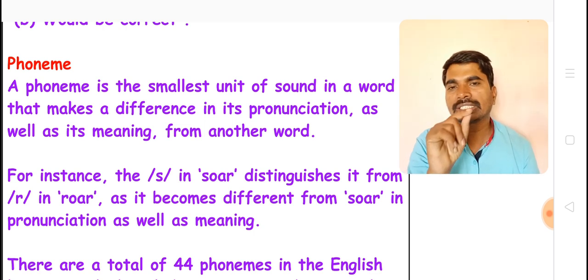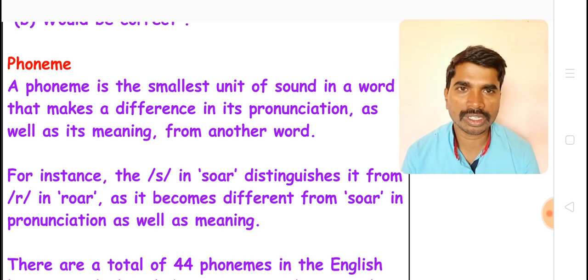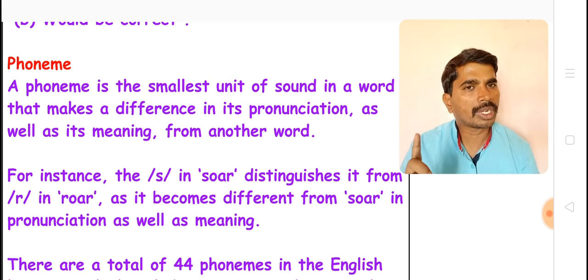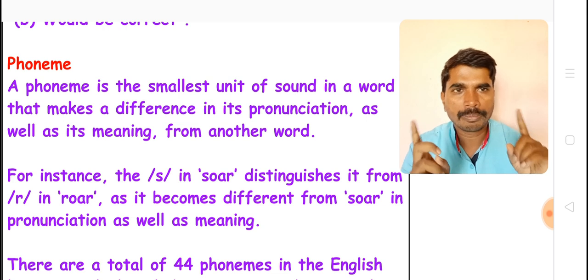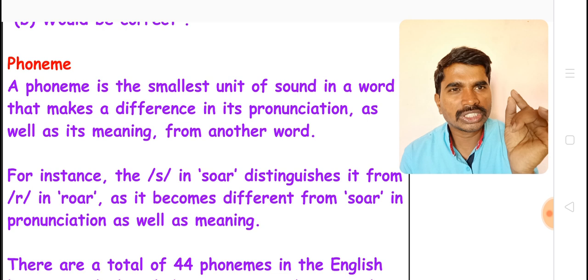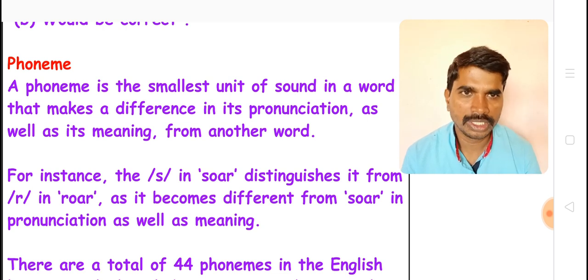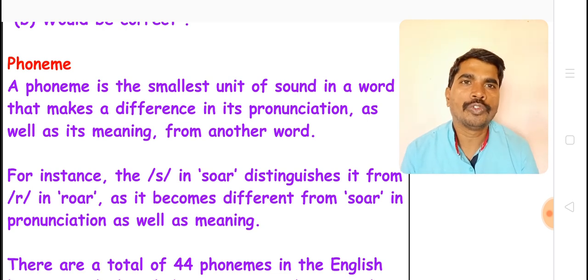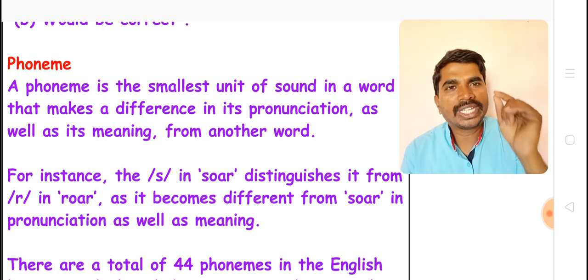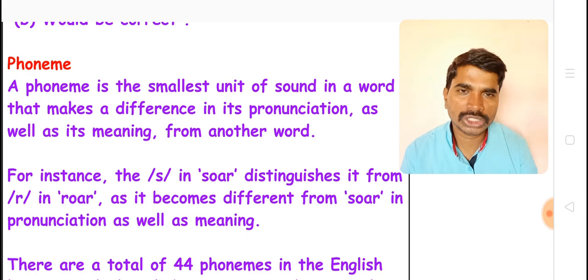Soar starts with an S sound. Let's take another word, roar. Soar and roar are both words distinguished by just the pronunciation of R. That's why phonemes are the smallest unit of sound which makes a difference in pronunciation.